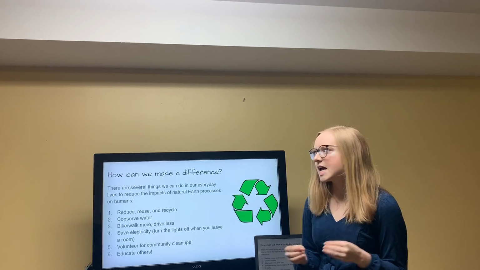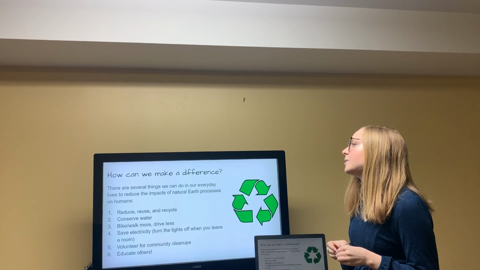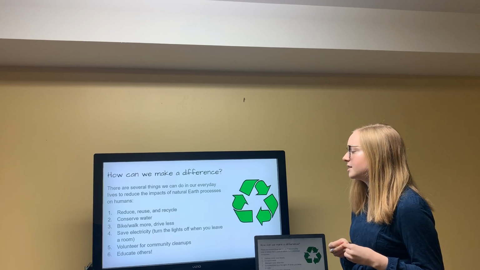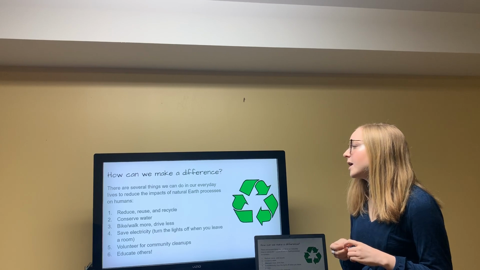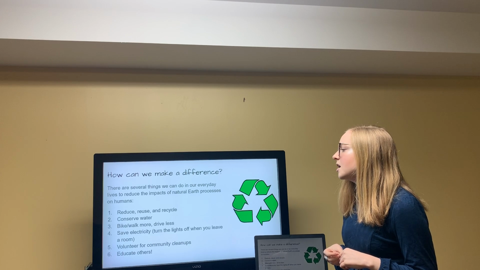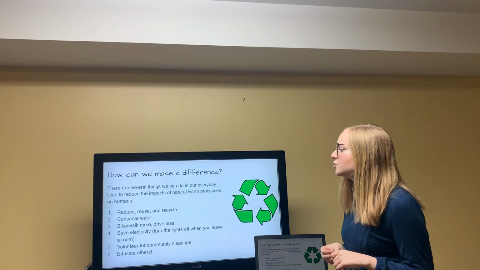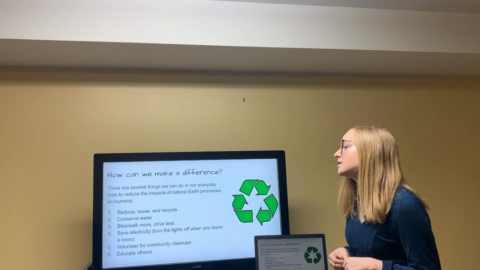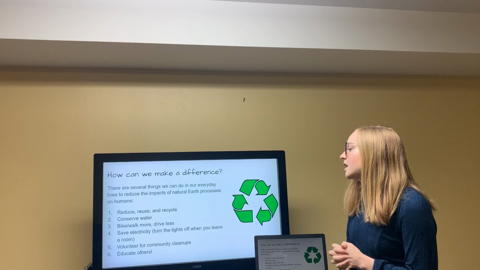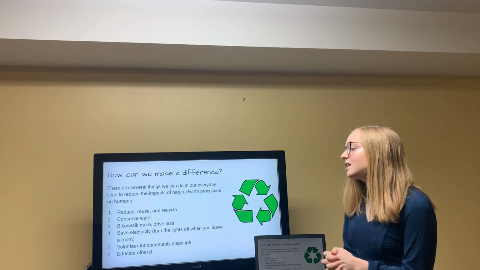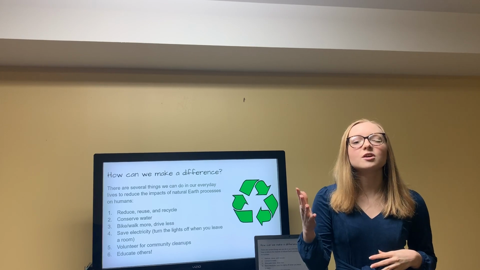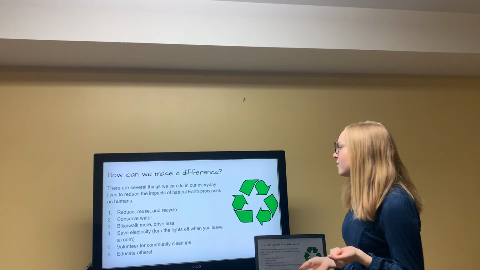How can we make a difference? There are several things that we can do in our everyday lives to reduce the impacts of natural earth processes on humans. The first way is to reduce, reuse, and recycle. The second is to conserve water. The third is to bike, walk more, or drive less. The fourth is to save electricity. Turn the lights off when you leave a room. The fifth is volunteer for community cleanups. And the last is to educate others. Educate others on ways you can conserve and you can reduce, reuse, and recycle.